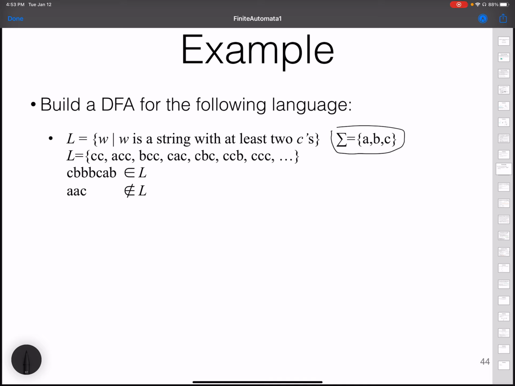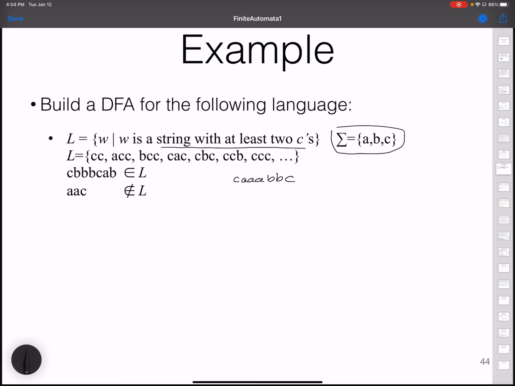So this is important: the definition of the language tells me that I just care about the number of C's, and I care that I have at least 2 C's, and I don't care whether these 2 C's are sequential or not. So for example, something like C, A, B, B, C is going to be in the language, yeah, because it has at least 2 C's.